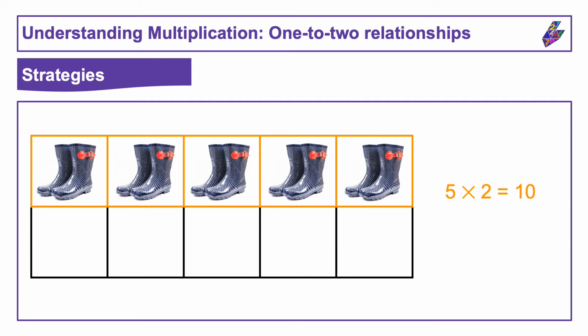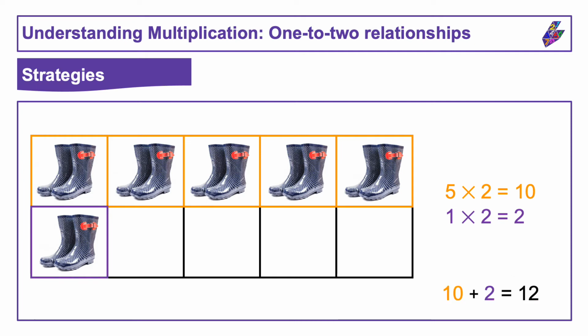So if I've got 6 pairs of boots, this is one more group of 2 boots. So we just need to add on another 2 boots to the 10 boots we had already. 10 boots plus 2 boots equals 12 boots. If I want to record this in an equation using a multiplication sign, it looks like this. 6 lots of 2 equals 12, or 6 times 2 equals 12.